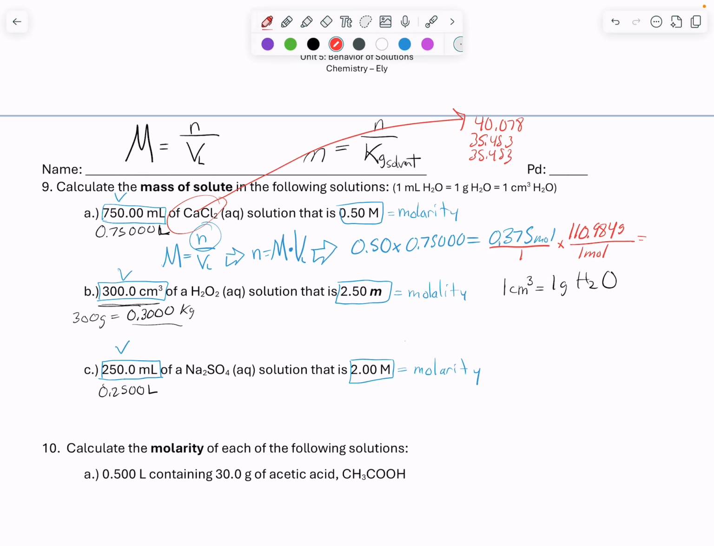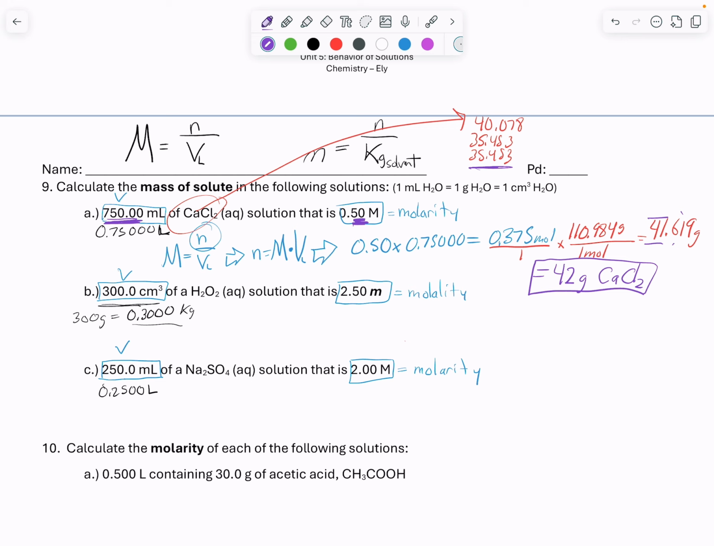So 110 times 0.375, and I get 41.619. This is grams, but we have to look at sig figs again. Sig figs in my initial source material is 2 here, and of course 5 there, and molar mass is 5. So 2 is my least, so I look at my first 2. The 6 can change it, so the final answer becomes 42 grams of calcium chloride. So that's the first one.